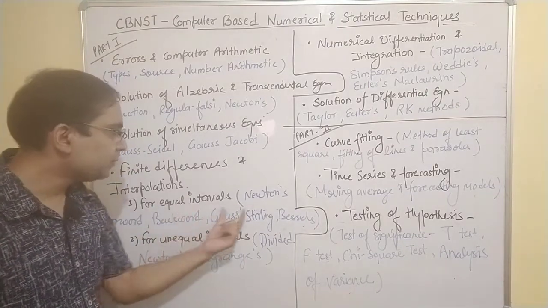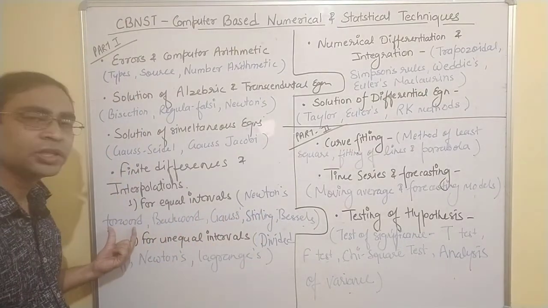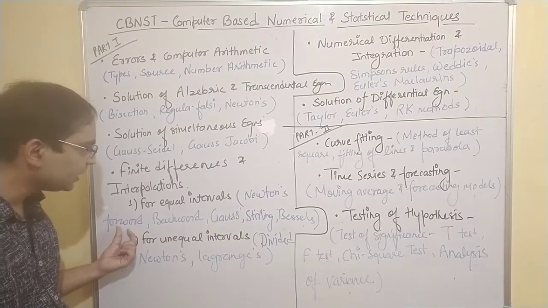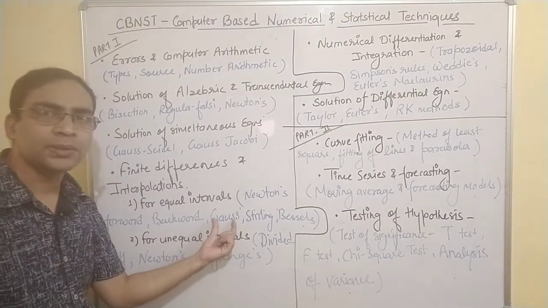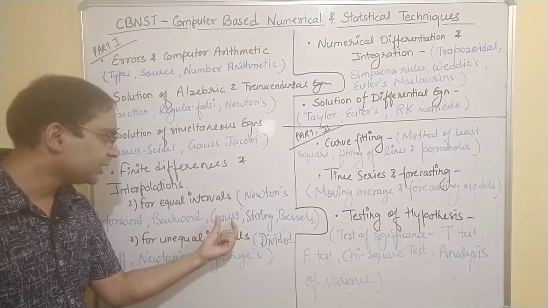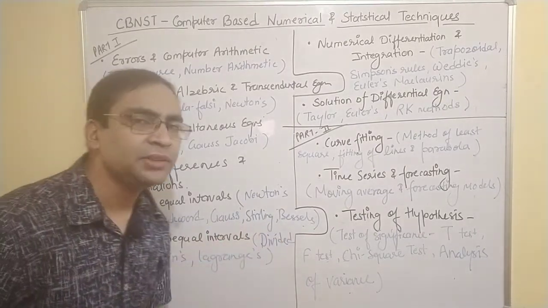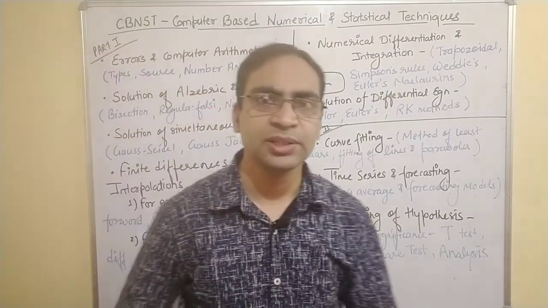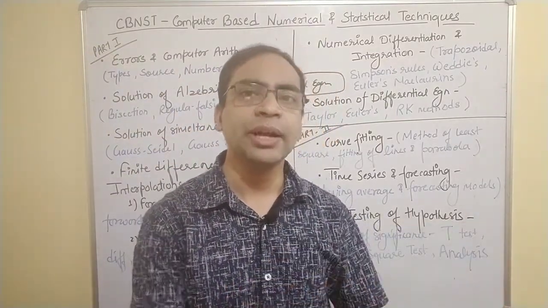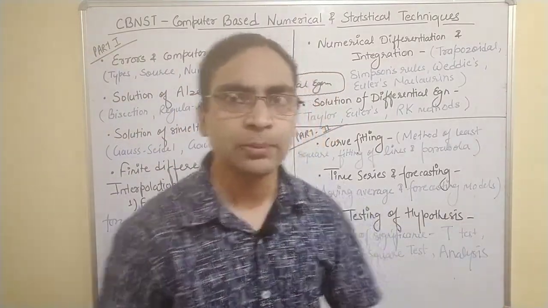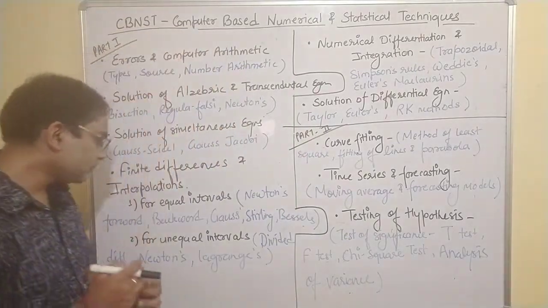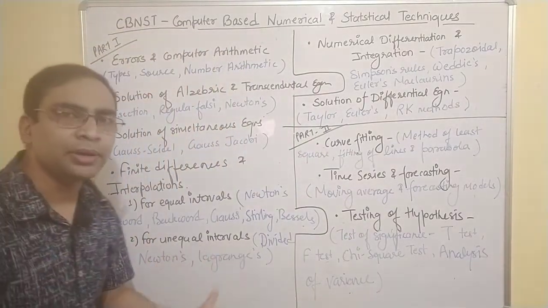For that we will have the methods, let's say Newton's forward method and Newton's backward method. We have Gauss's forward method, Gauss's backward method, and we have Stirling's method, and then we have Bessel's method. So these are the methods that we study for equal intervals just to obtain the interpolation. And then we have interpolation for unequal intervals.